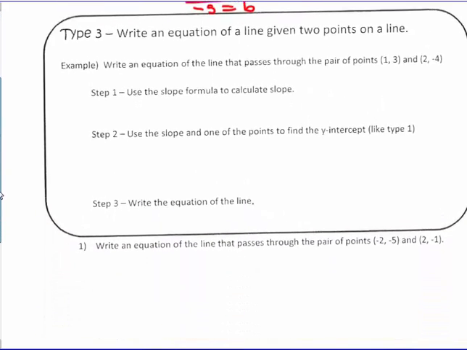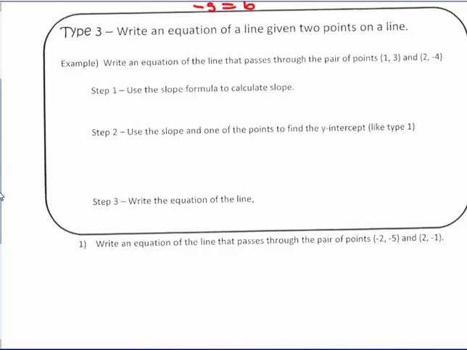Last, the third piece of information that you can be given, type 3. Write an equation of a line given 2 points. Well, if I have 2 points, I can use my slope formula, delta y over delta x, or y sub 2 minus y sub 1 over x sub 2 minus x sub 1, and calculate my slope. Then I can pick either one of the points, put it in, and get the equation of the line.